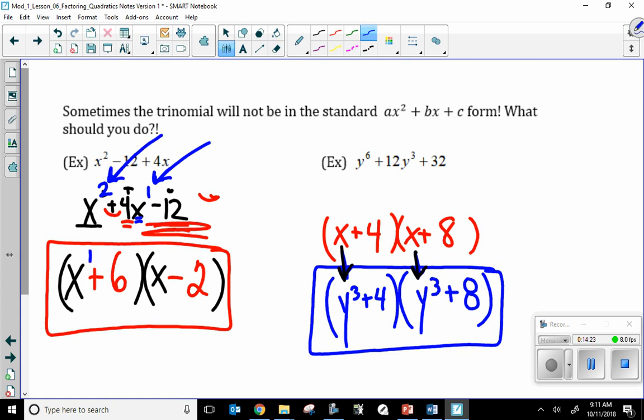If my middle exponent is always half of what my lead exponent is, look what the exponents are here. They always use this term. Here's x to the first. Here's x to the first. Follow? Let's look at here. I have y to the sixth, and guess what? 3 is half of 6.